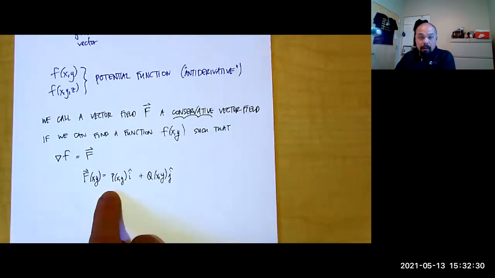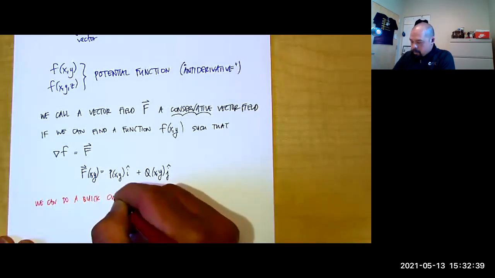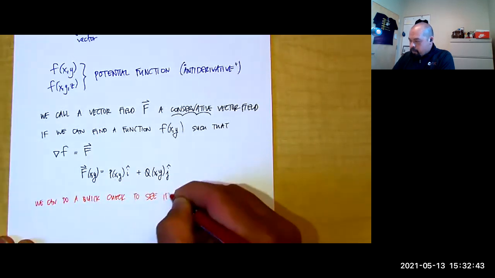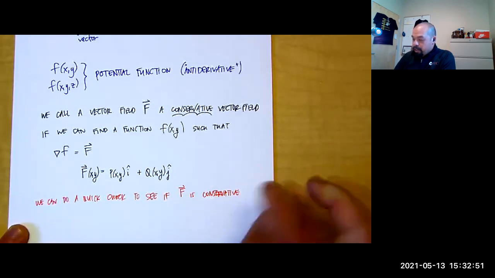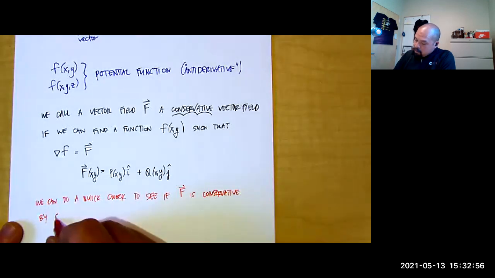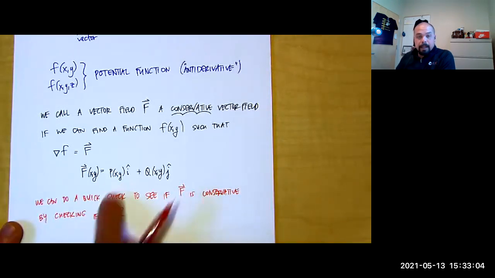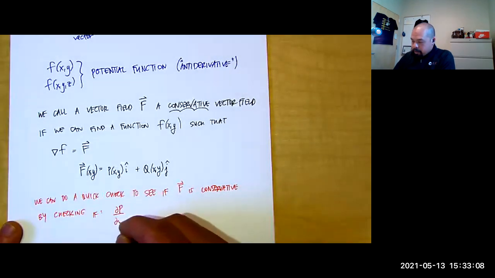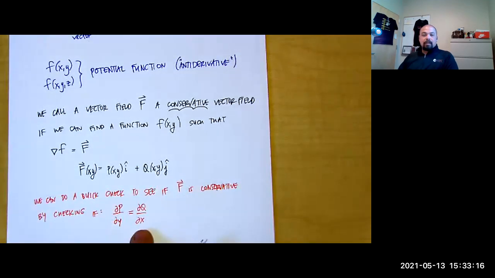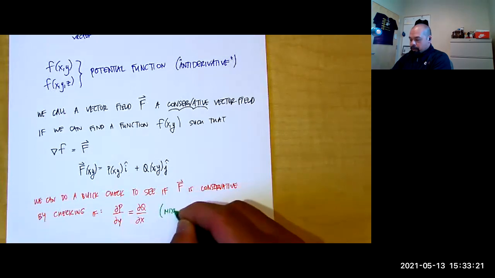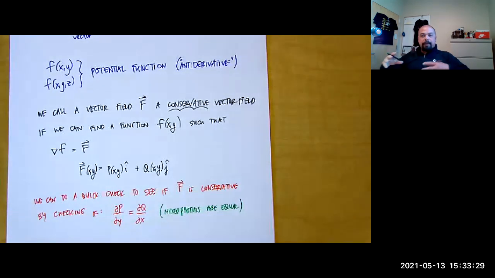Okay? And so looking at that, we can do a quick check to see if F is conservative. One part will be to actually find that function. But another way of looking is checking, when we look at the partial of P, the i component, with respect to y, is that going to be equal to the partial of Q with respect to x? So this is kind of like checking that our mixed partials are equal. And then show that function is continuous, and so on. It kind of builds backwards. Okay?